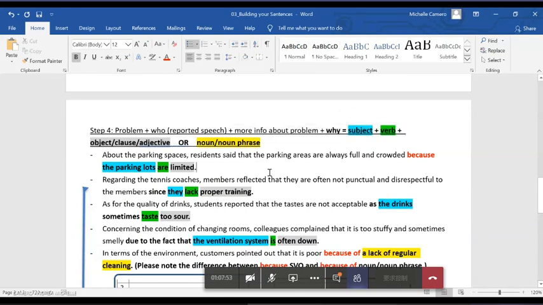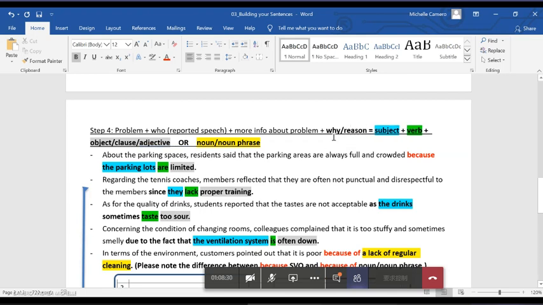Right, so I'm going to stop talking about that and I'll just talk about step 4 now. So remember, problem is step 1, who and reported speech is step 2, more information about the problem is step 3, and now you need to explain why. You might need to give a reason for the problem and more information about the problem. So the reason is the why, and the reason, the why, can be written in 2 ways. You can write it with a subject, verb, object, clause, or adjective, or you can use a noun phrase to give the reason or the why. I should just say, I should do it like this.